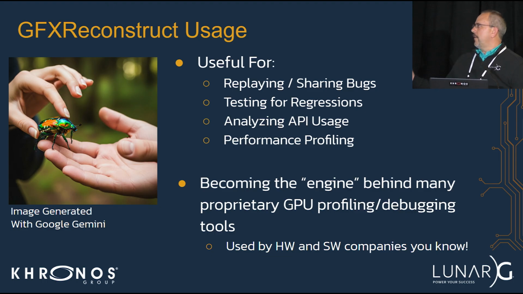So what is it useful for? As I mentioned, you can share bugs. You can do a regression testing system with it. You can take those capture files that we generate and run them through a tool that will generate a parsable, human-readable JSON file, and you can process that file for API usage information. You can even set it up to keep repeating one frame over and over again, so you can do performance profiling on that frame.